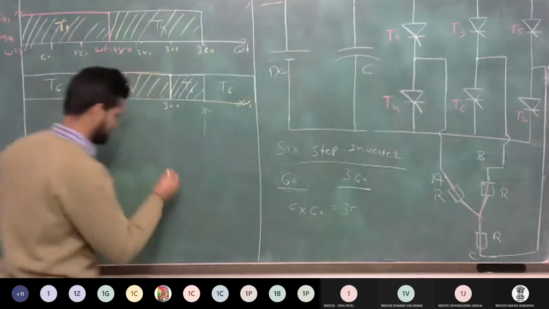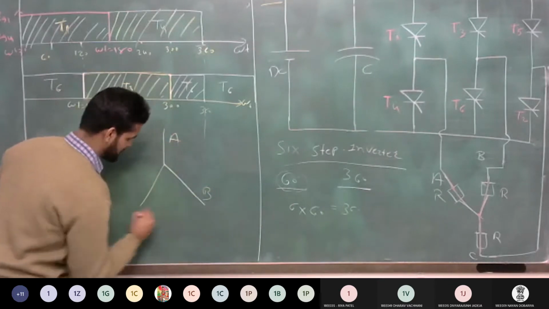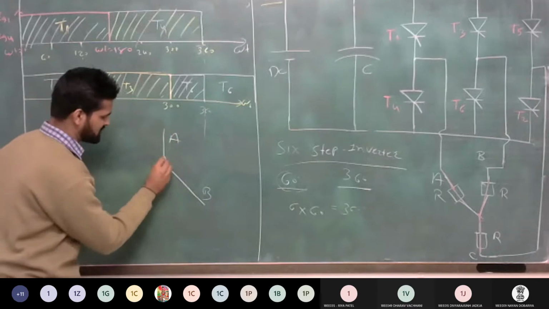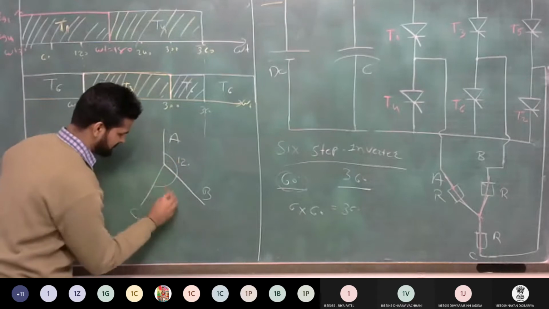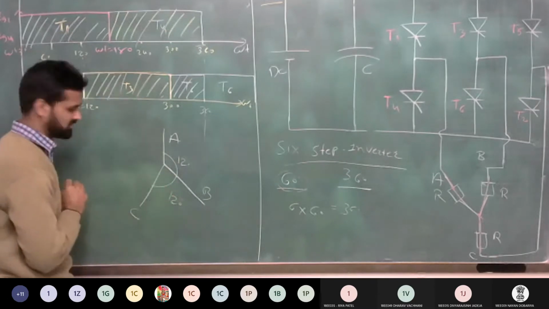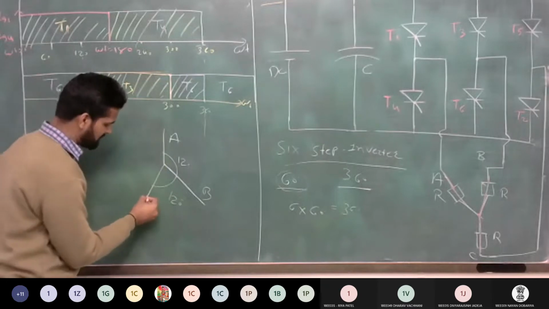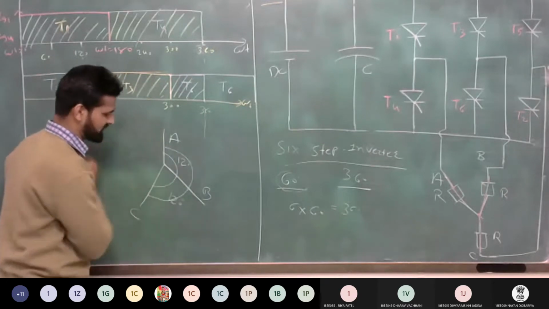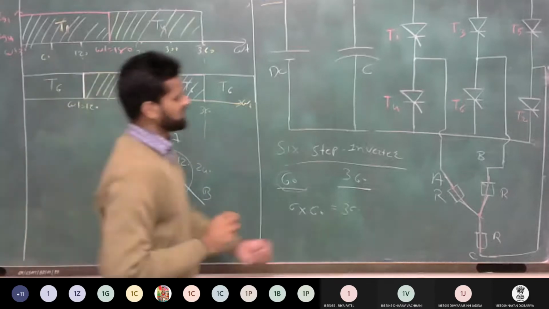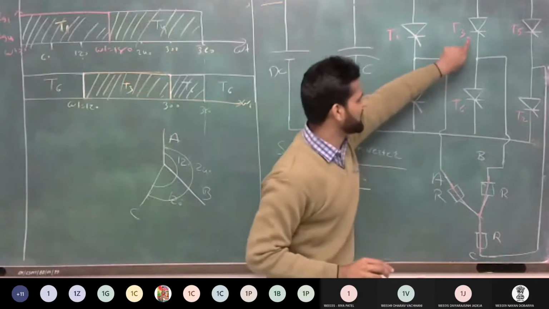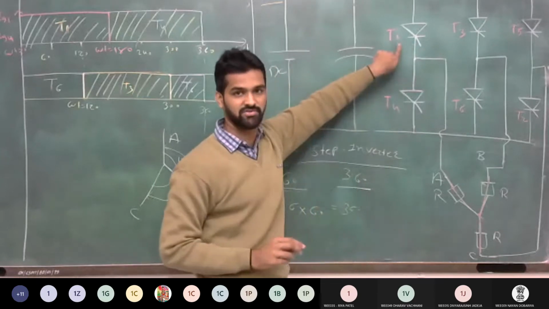As you know the vector diagram of three phase quantity, suppose this is phase A, this phase B and phase C. Between A and B phase there is a 120 degree phase displacement. B and C phase also 120 degree, and A and C phase also has 120 degree phase displacement. But if you measure from the anti-clockwise side, this is a 240 degree phase displacement. So here turn on T5 120 degree after the conduction of T3, or you can say 240 degree after the conduction of T1.